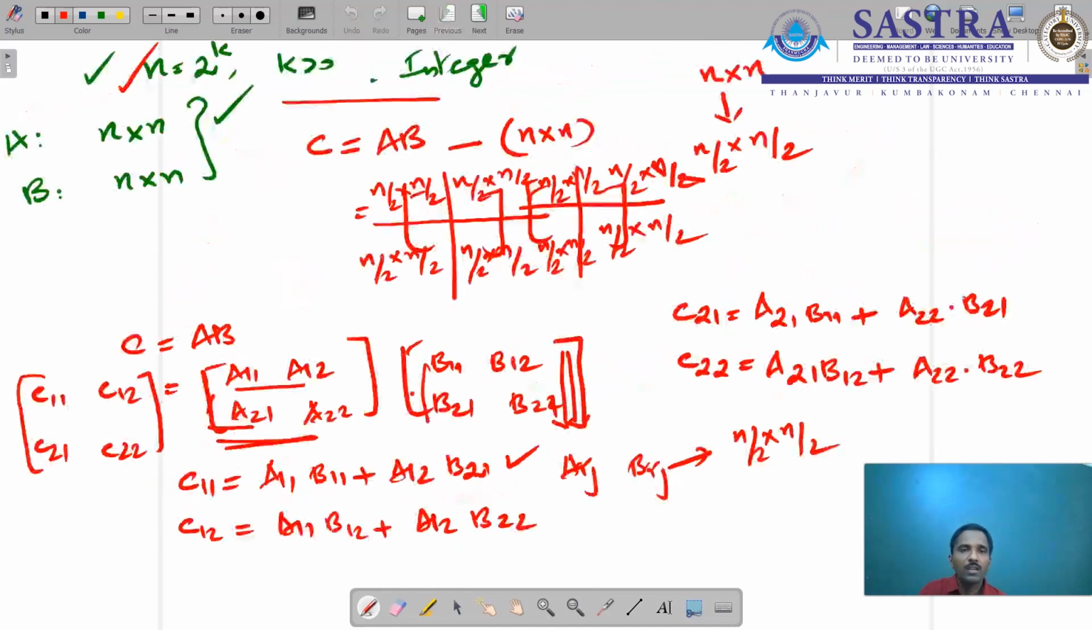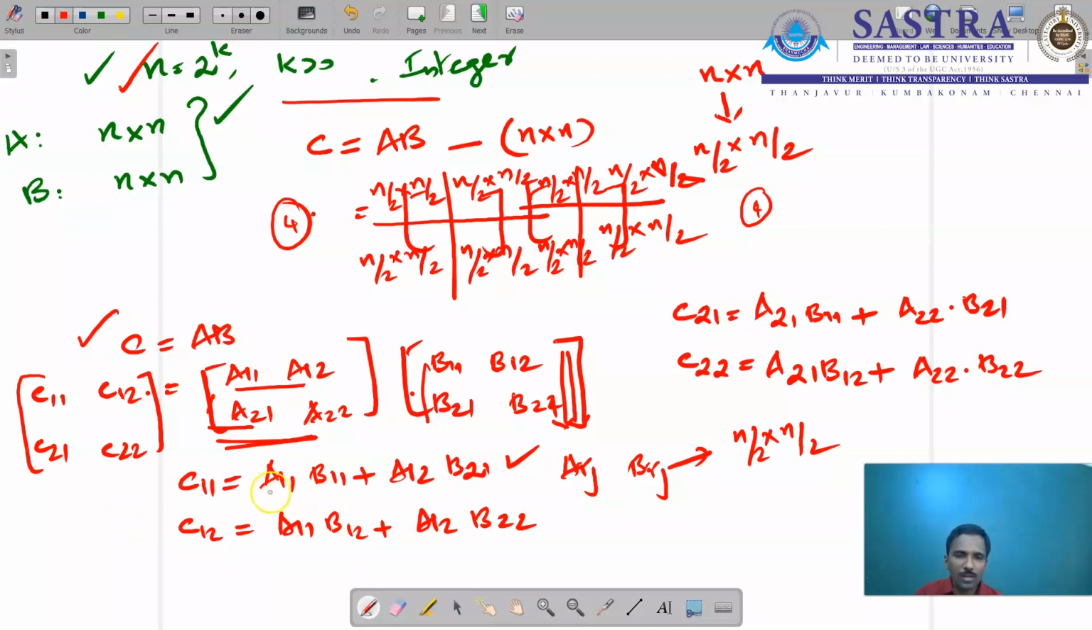Since after subdividing the n by n matrix into n by 2 by n by 2 submatrices in both matrices A and B, we have 4 n by 2 by n by 2 matrices. These matrices are multiplied by applying the conventional logic as C is equal to A into B. In this case, the computation of Cij requires 8 multiplications.